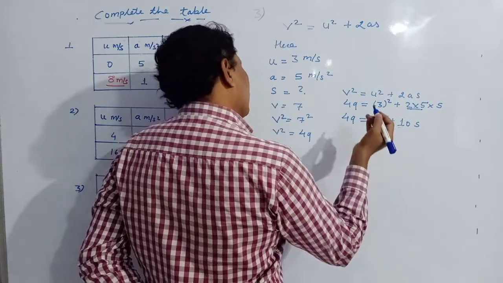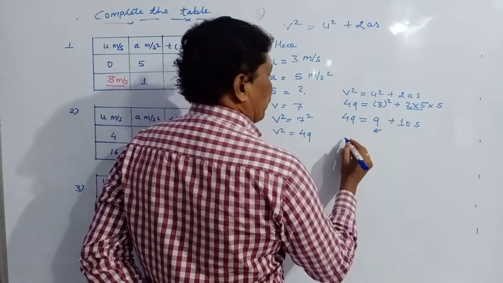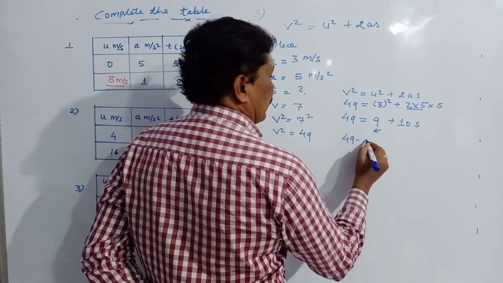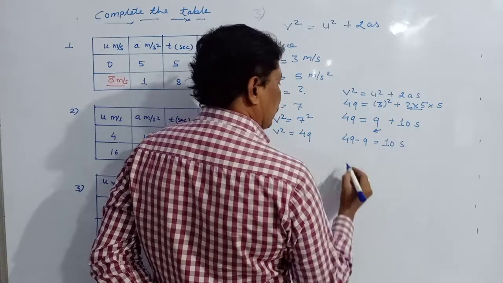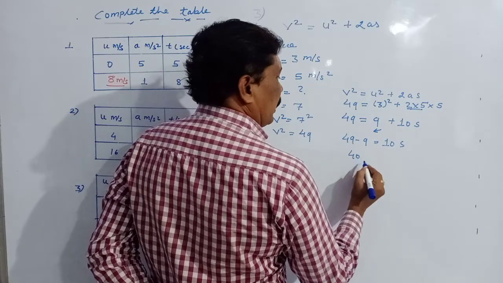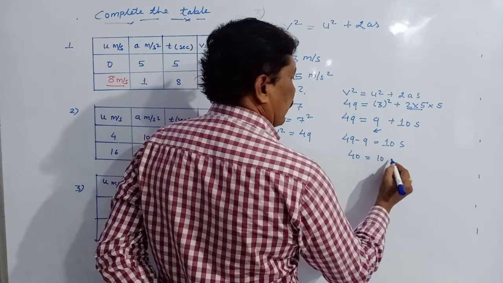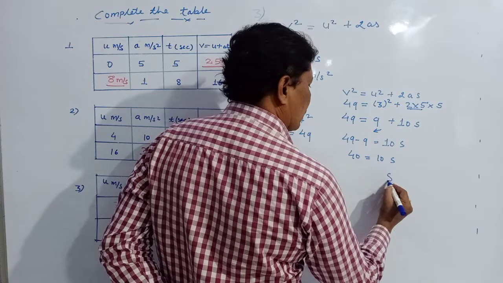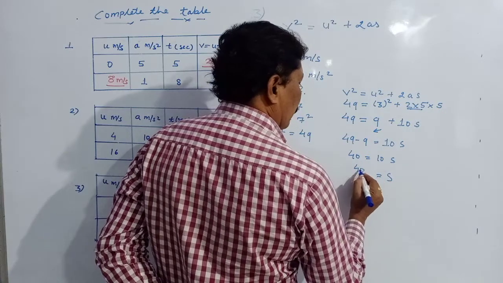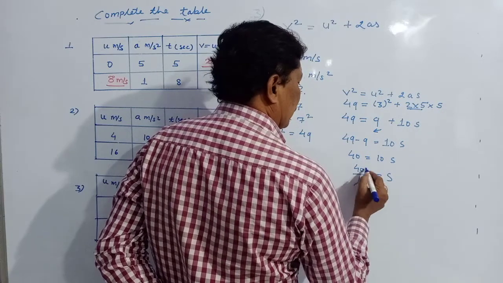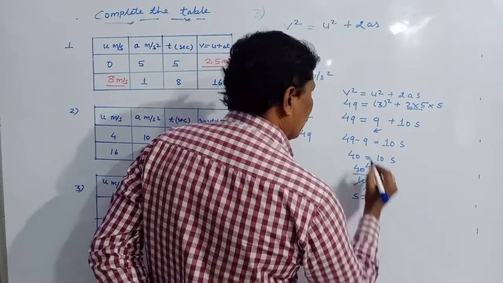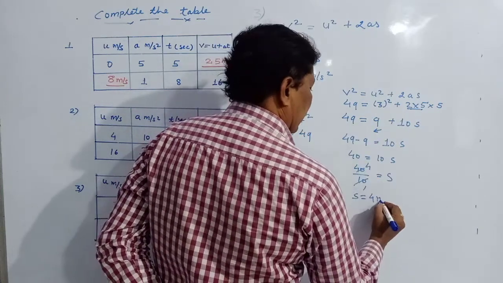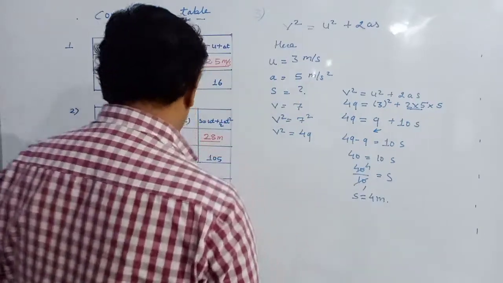Now we will take 9 to the other side of the equation, it will become minus 9. 49 minus 9 is equal to 10 s. 40 is equal to 10 s. We will keep s as it is. S is equal to 40 divided by 10, 10 fours are 40. So s is equal to 4, and as it is displacement we will write meter.